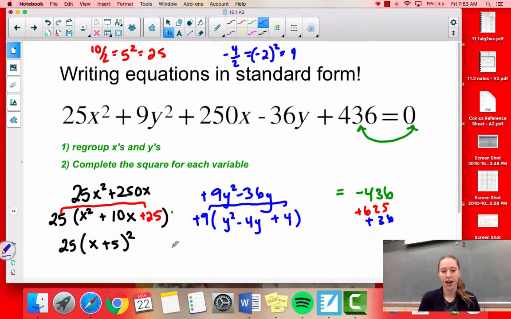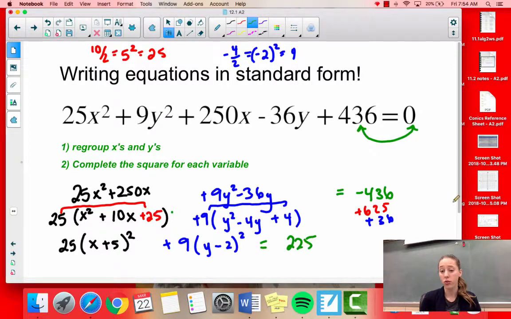And then I can go ahead and factor this. So I'm going to have plus 9. And if I factor, remember the trick was whatever number you squared, that's the number that you're going to use in your factored form. So I'm going to have y minus 2 all squared. And I can double check. Negative 2 plus negative 2 is negative 4, and then negative 2 times negative 2 is positive 4. All right? And then the last step is just to simplify the right side of our equation. So we had negative 436 plus 625, and then plus 36 gets us to 225.